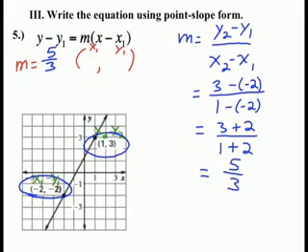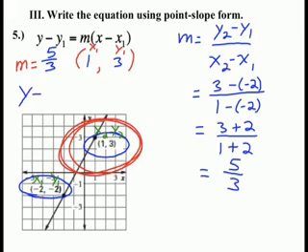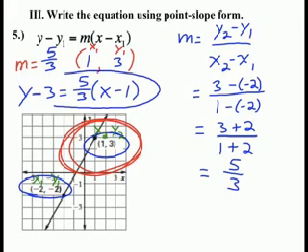And now we need a point. Well, we have 2 points on that line that we see, and we can pick either point. It does not matter which one we're going to use, but I am going to use 1, 3. So my x1 and y1 are going to be 1, 3. So now we take that point and we take the slope and substitute it into the formula. So we get y minus 3 equals 5/3 times the quantity x minus 1. And there's our equation written in point-slope form of the line.